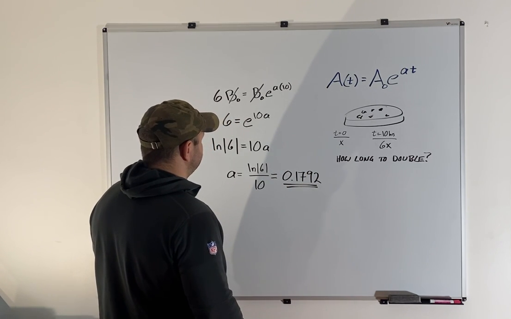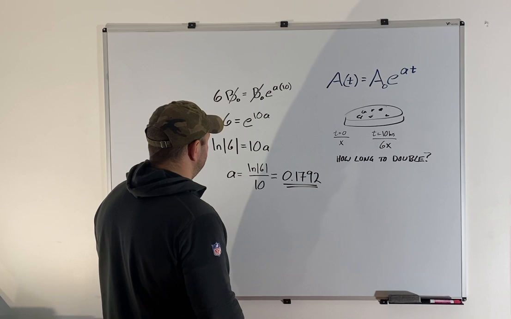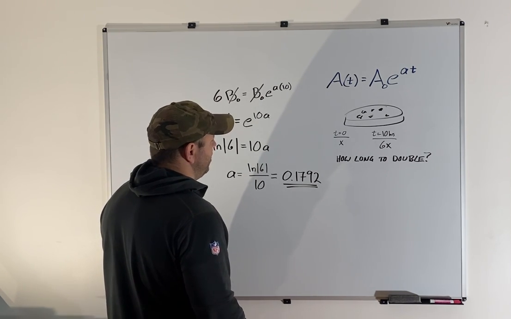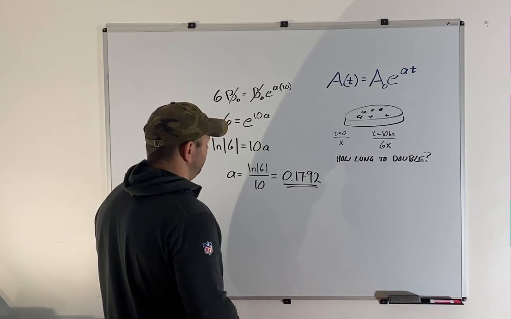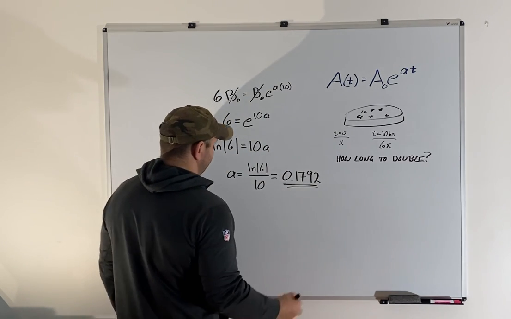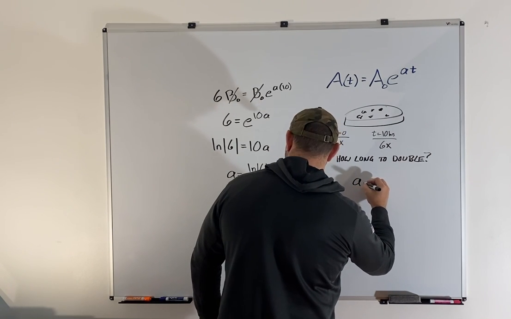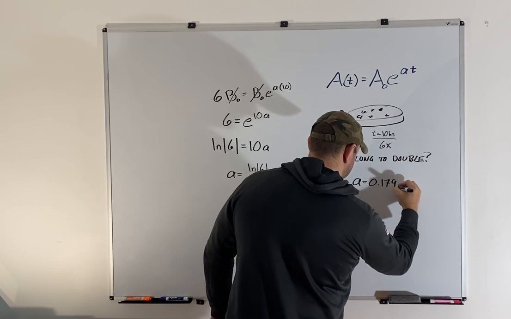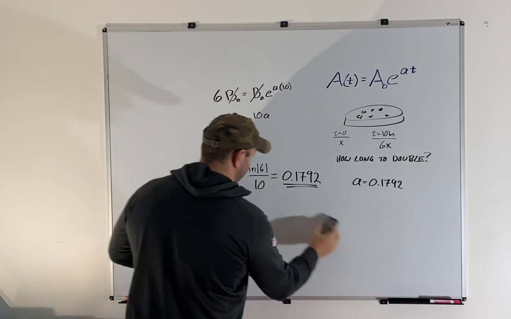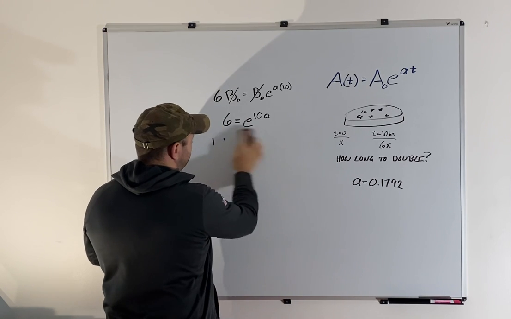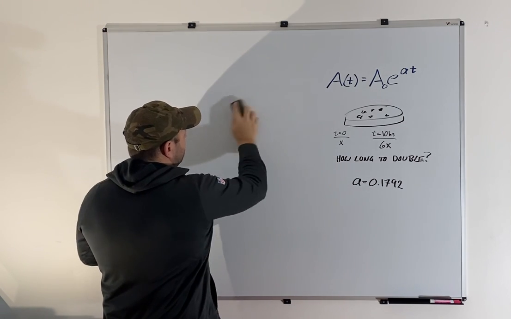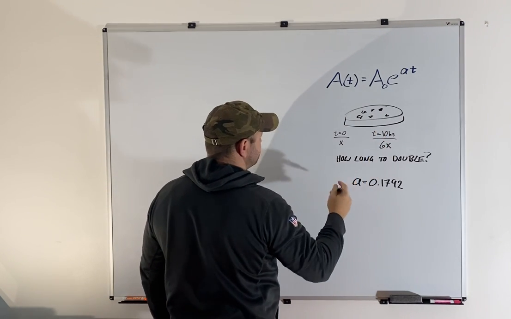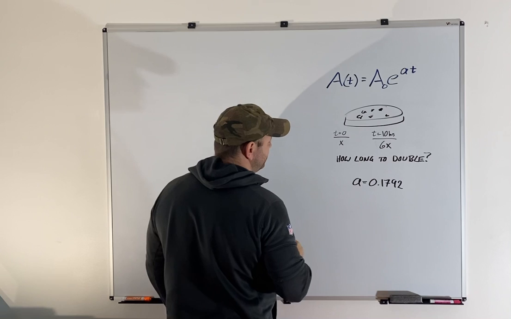So how long for it to double? So now we need to solve for time. We need to know how long it took for it to double. So I'm just going to move this over here for a second, and I'm going to say a equal to 0.1792. That's what we just solved for. I'm just going to make myself some room here. How long for it to double? Well, 10 hours, 6x, an unknown number of hours for 2x.